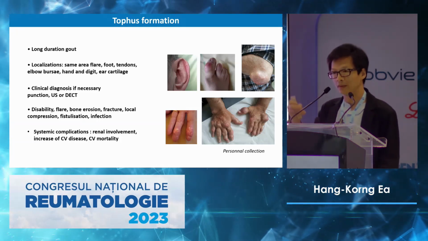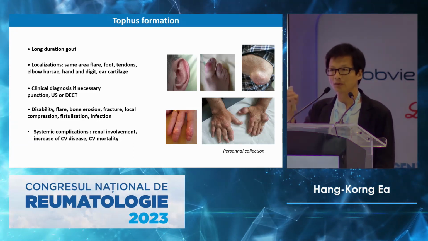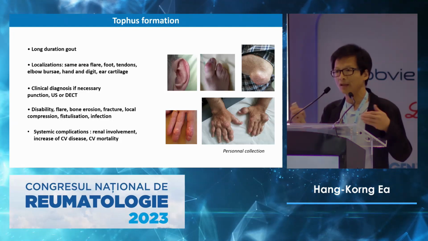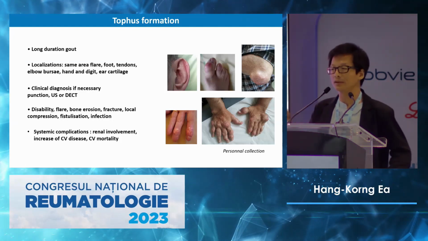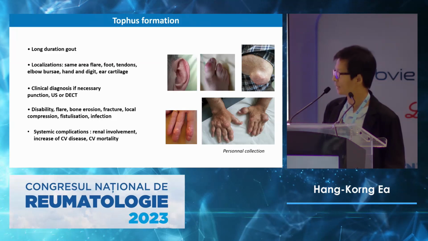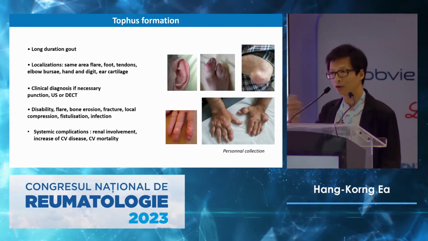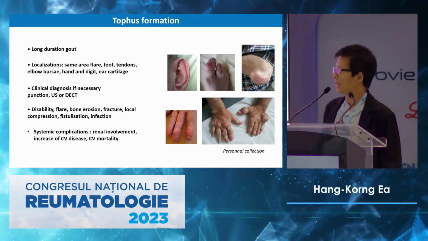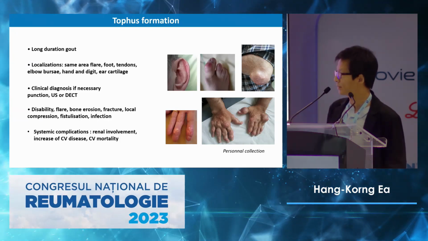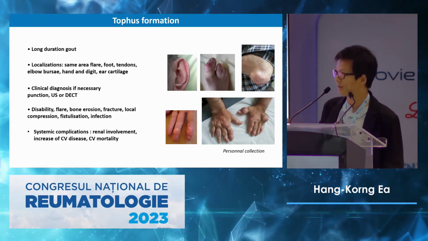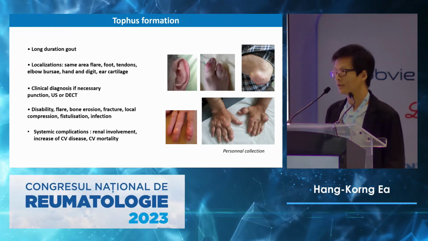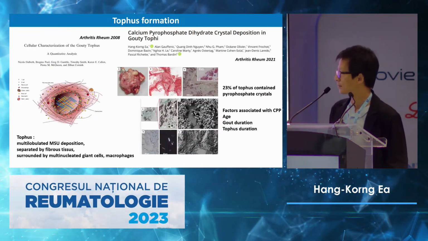And the local complications that the presence of these tophi leads to include disability. The patient will have impaired hand function. We will also see that it is associated with joint damage or bone damage. And this can lead, in some cases, to fragility of bone and to fracture.